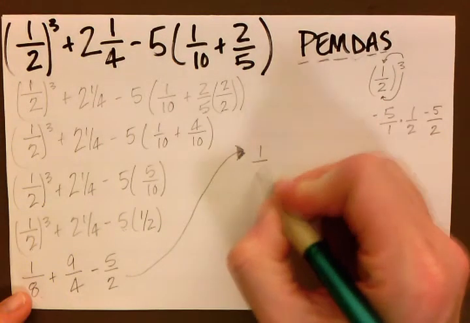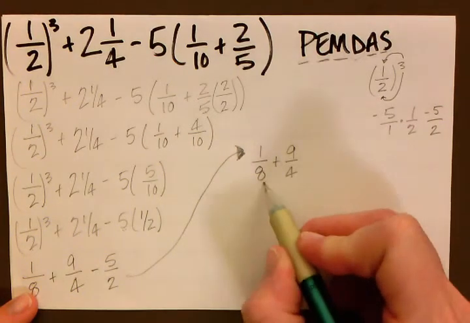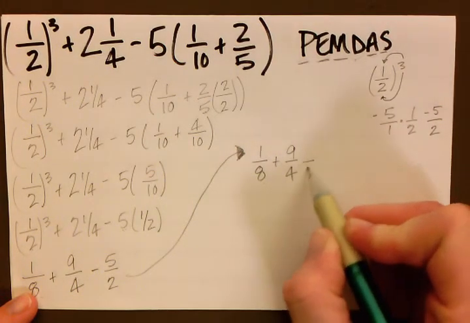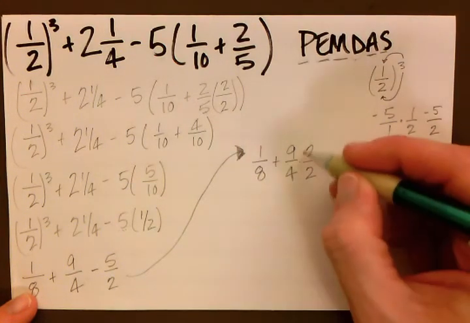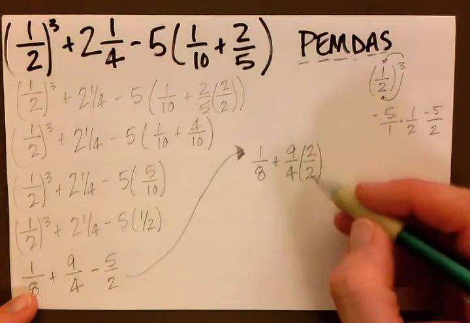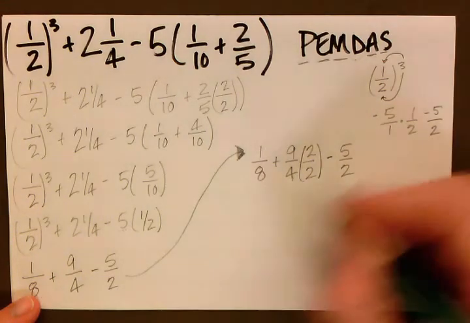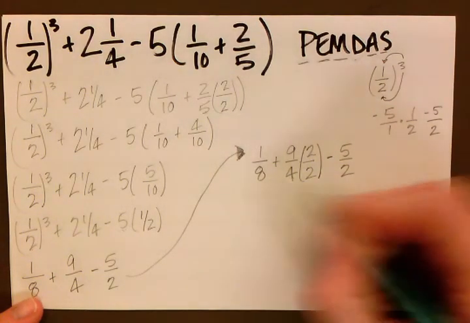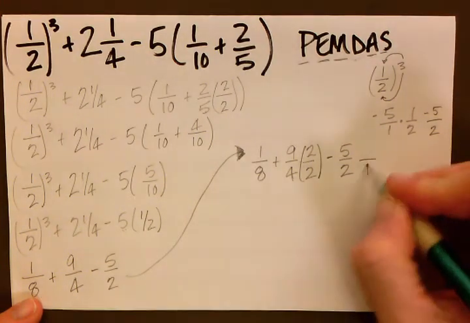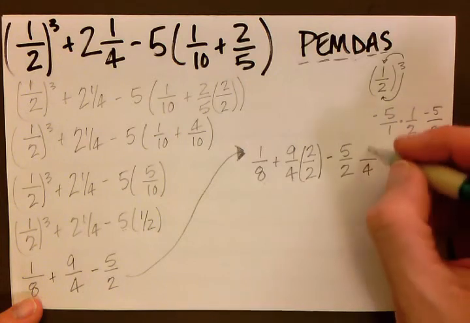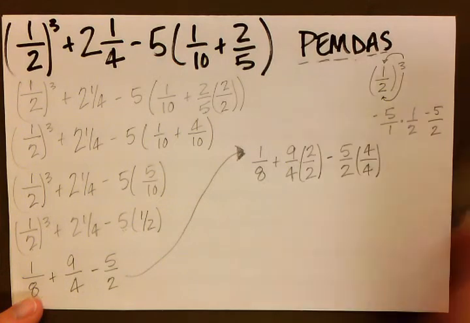So we are still going to have 1/8 plus 9/4. Now we want to get a common denominator of 8. We know that we have to multiply 4 times 2 in order to do that. Whatever we do to the denominator, we must do to the numerator. So we are going to multiply 9/4 by 2 over 2. And then we have minus 5 over 2. Once again, we need a common denominator of 8. In order to get that, we have to multiply this denominator 2 by 4. Whatever we do to the denominator, we must do to the numerator. So we're going to multiply negative 5/2 times 4 over 4.